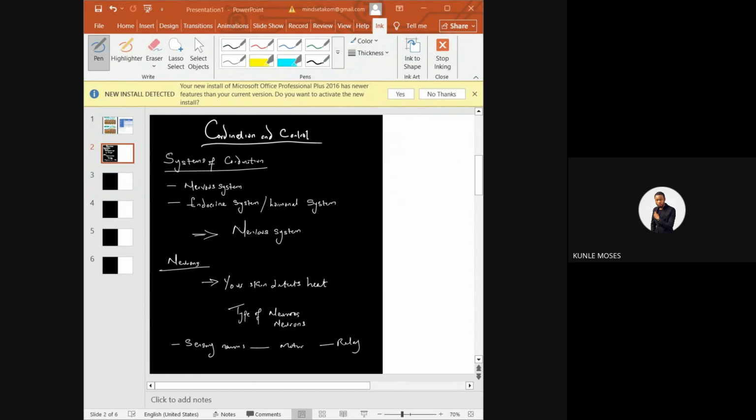The sensory neurons are the first neurons after a stimulus has been detected. These neurons help to carry messages from the body to the brain or spinal cord.